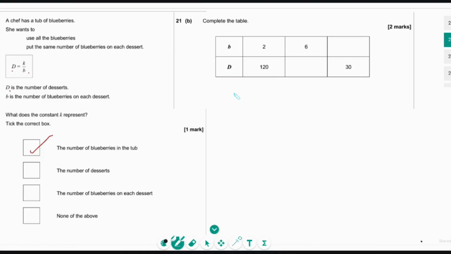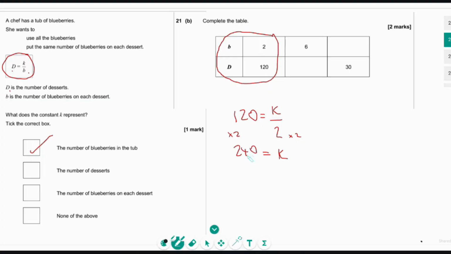Complete the table. Okay, so we need to work out what K is. How many blueberries are there in total? We know D equals K over B. D is 120. K, we're not sure of yet, but B is 2. Times both sides by 2 to solve this equation to find K. 120 times 2 is 240. There are 240 blueberries.